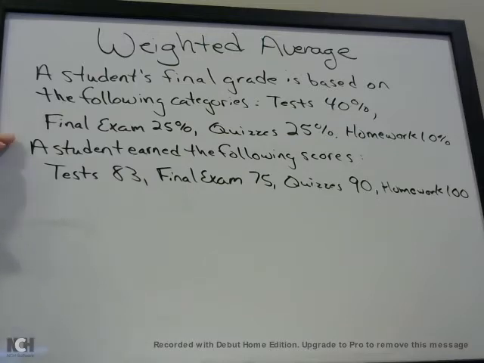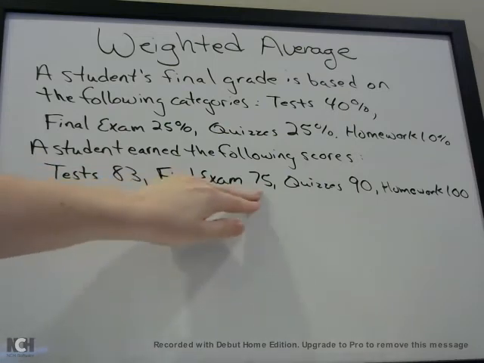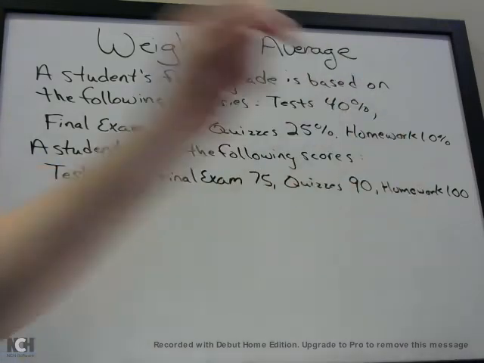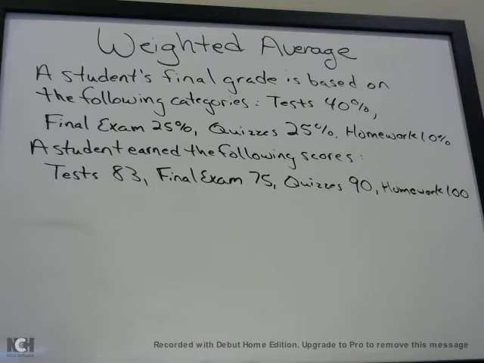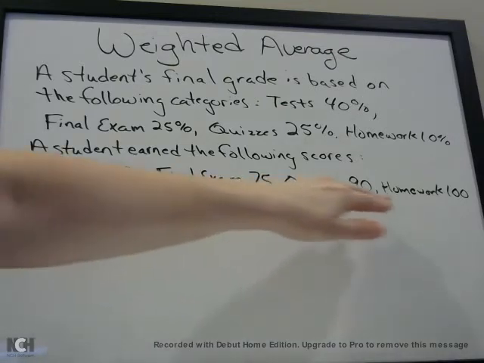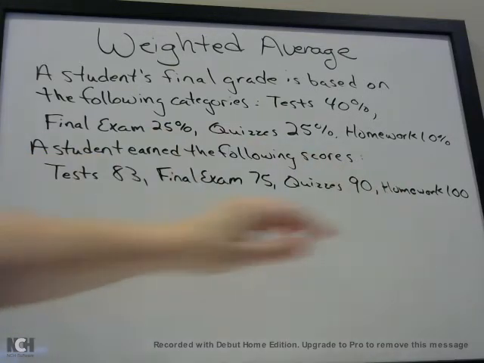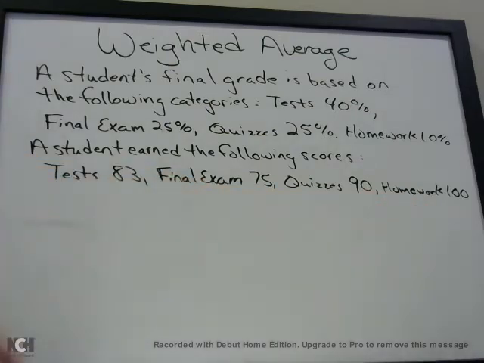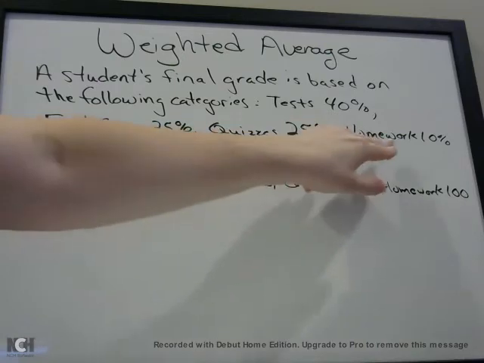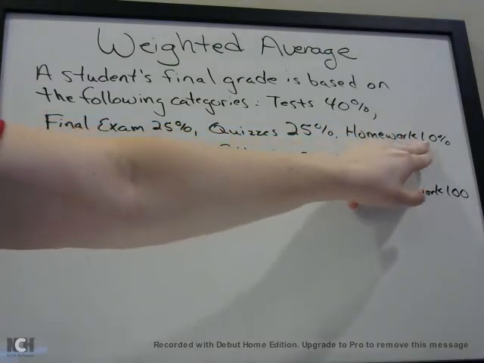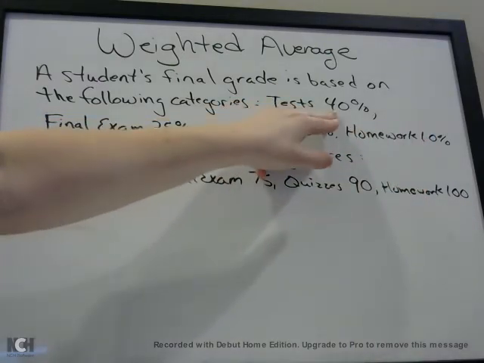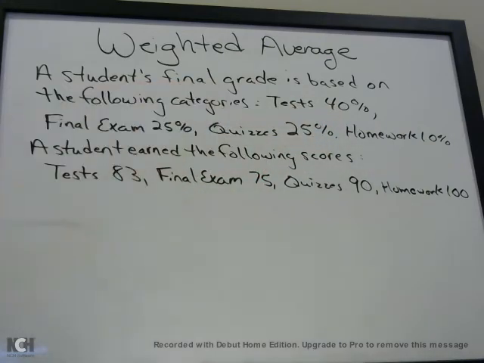A student earned the following scores. In tests, got an 83, final exam a 75, quizzes a 90, homework 100. But all these aren't weighted the same. They don't have equal importance. So your homework is not as important as how you did on the tests. You can see that by the weight. Here, homework is only worth 10%, whereas your tests are worth 40%. So that's what is meant by a weighted average.